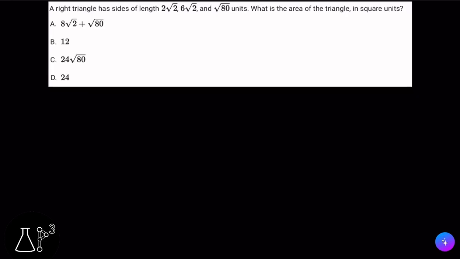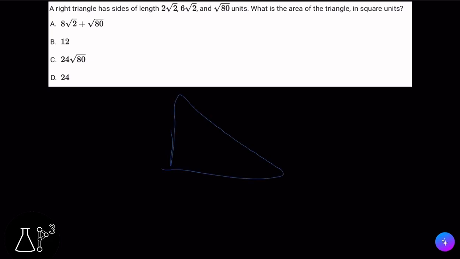Okay, let me do another question. A right triangle has the lengths of 2 square root of 2, 6 square root of 2, and square root of 80 units. What is the area of the triangle in square units? So let me use the information given to figure it out. So I'm given a right triangle, obviously.